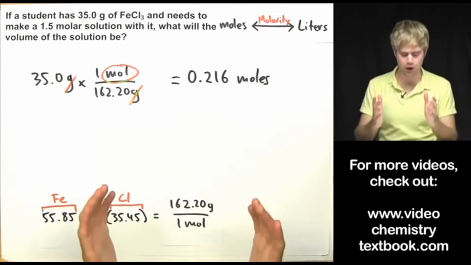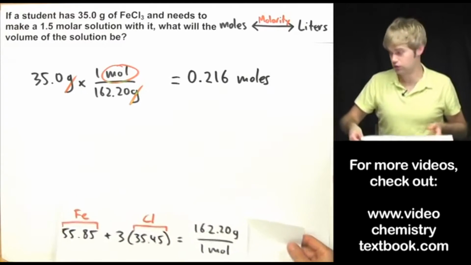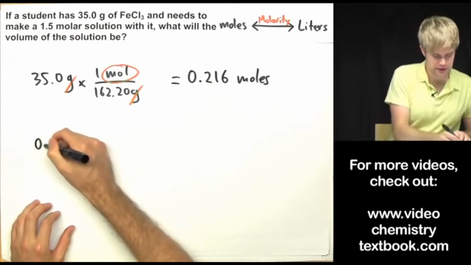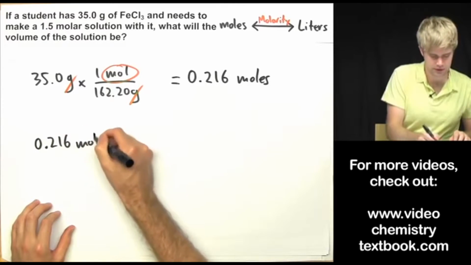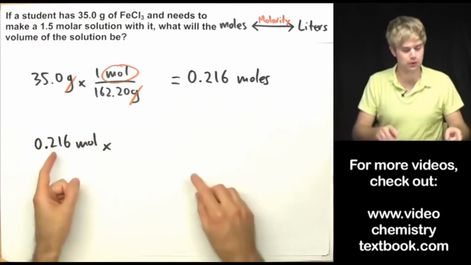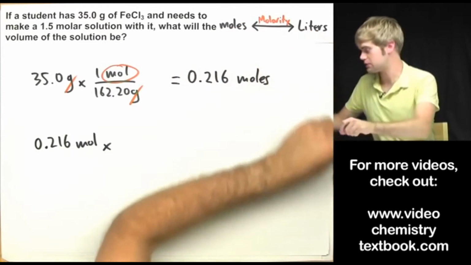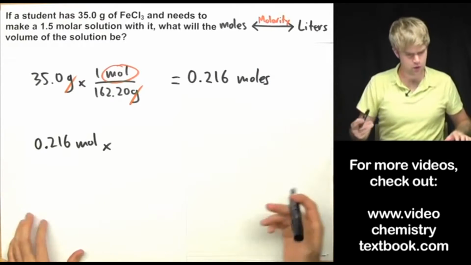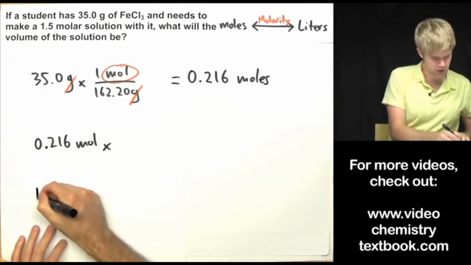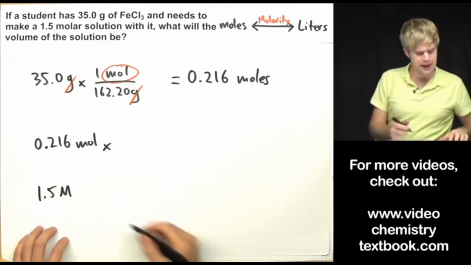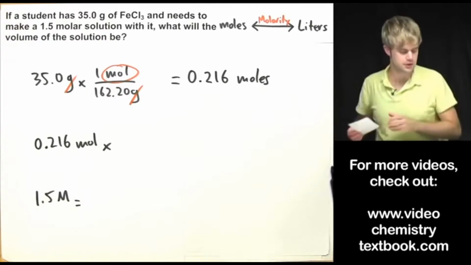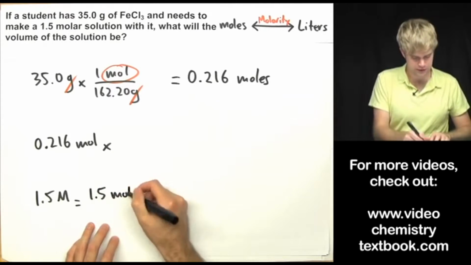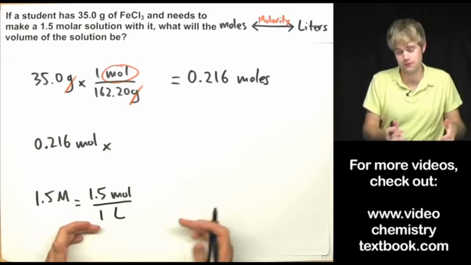Okay, so now I know how many moles of iron chloride I have. So now I can go on to the next step where I'm going to use 0.216 moles and multiply that by molarity so that I can go from moles to liters, like right up here. Okay, now for the molarity, I've got to take what I start with, 1.5 molar, and write that as a conversion factor. So I can write that as 1.5 moles divided by 1 liter. That's one way I can write it.